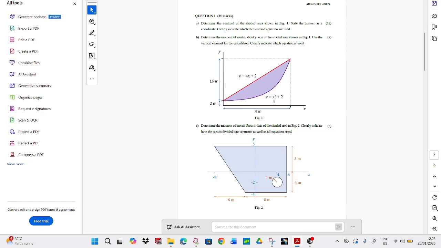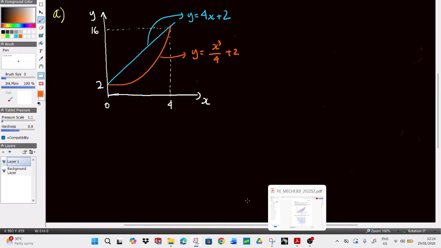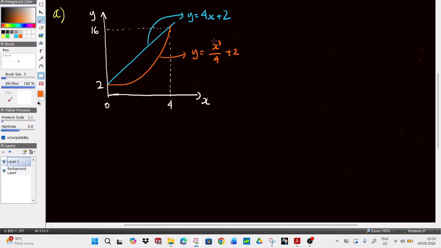They want us to find the center of the shaded area by integration. I didn't shade it yet, I'm so sorry, but this is our shaded area, which I shade in green. To find the center of a shaded area, how are you going to find the centroid, that's our x bar and y bar? How are you going to find that?